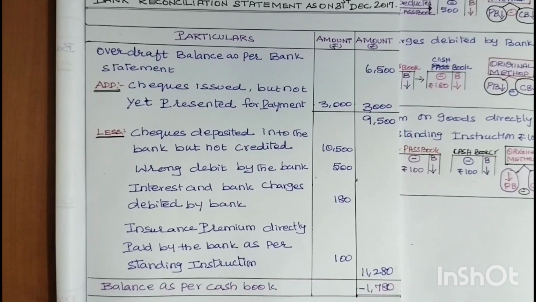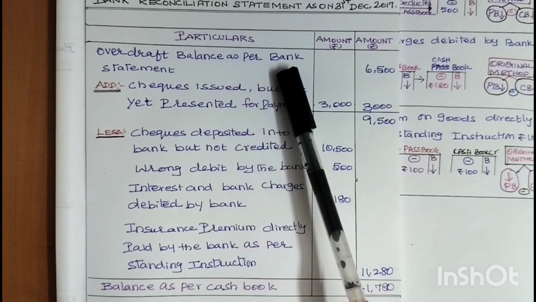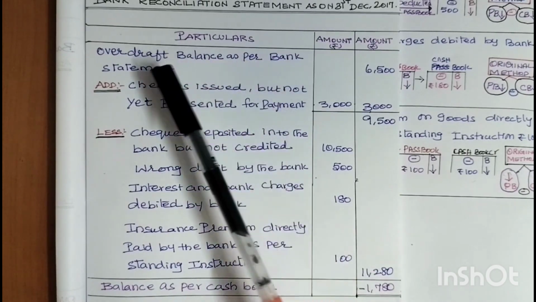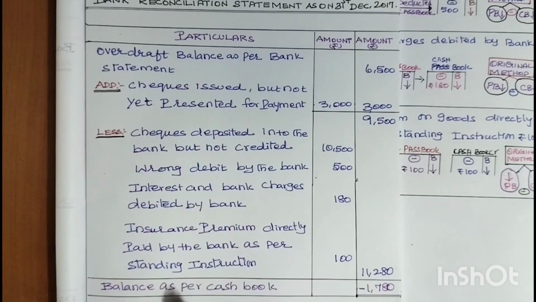So you have to find the overdraft balance as per the bank. They gave the overdraft as per the bank statement. Okay, so we have to find the overdraft as per the cash book, but we have the negative balance. Okay, so you need to write balance as per the cash book, that is rupees minus 1,780.